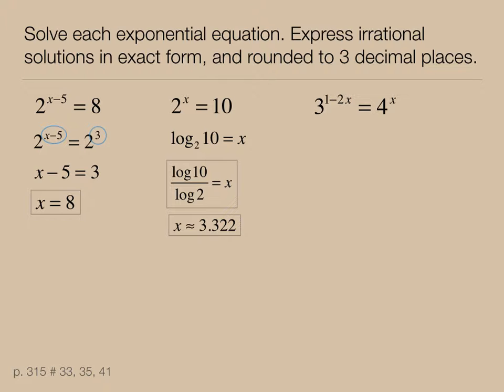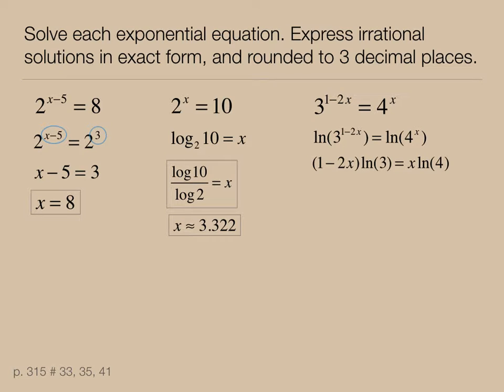For the last example, I can't, unfortunately, rewrite this using equal bases, and I have an x on both sides, so I can't just turn this into a single logarithmic equation right now. But what I can do is take the log or the natural log of both sides. And now that I've done that, I can apply properties of logarithms. First of all, that exponent of 1 minus 2x and the other exponent of x is going to come out in front.